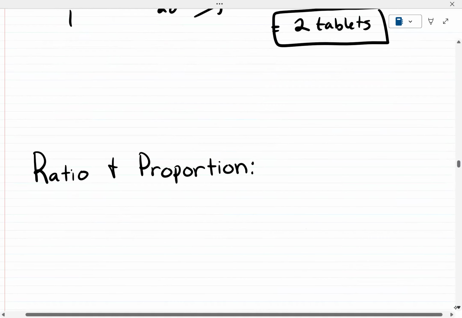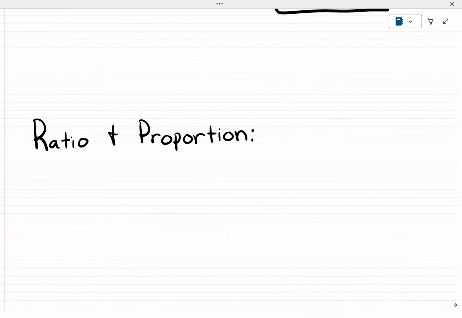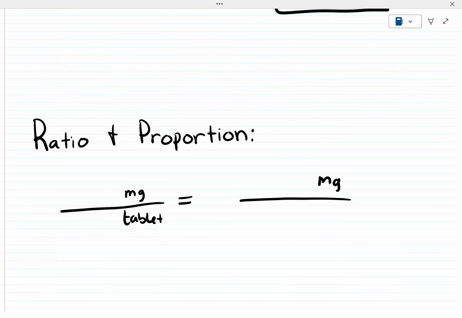Okay, ratio and proportion, same idea. So you can start setting it up. You don't have to do an extra conversion because everything is in milligrams. So you can set it up like this. You could put milligrams on the top and tablets on the bottom, or vice versa. But this has to match with this, so milligrams here and tablets here.